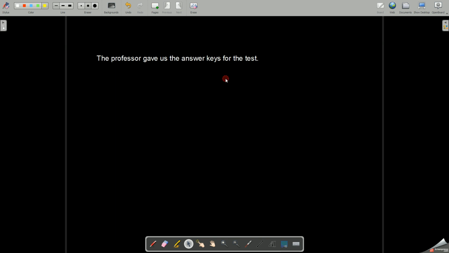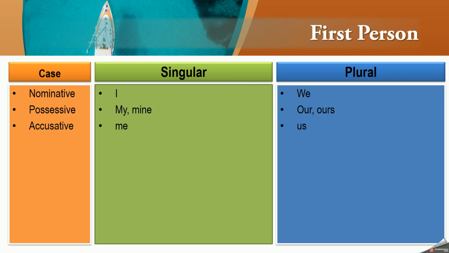The professor gave us the answer keys for the test. So gave us, gave is the verb, and us becomes your object, that is, this becomes your pronoun in the accusative case.